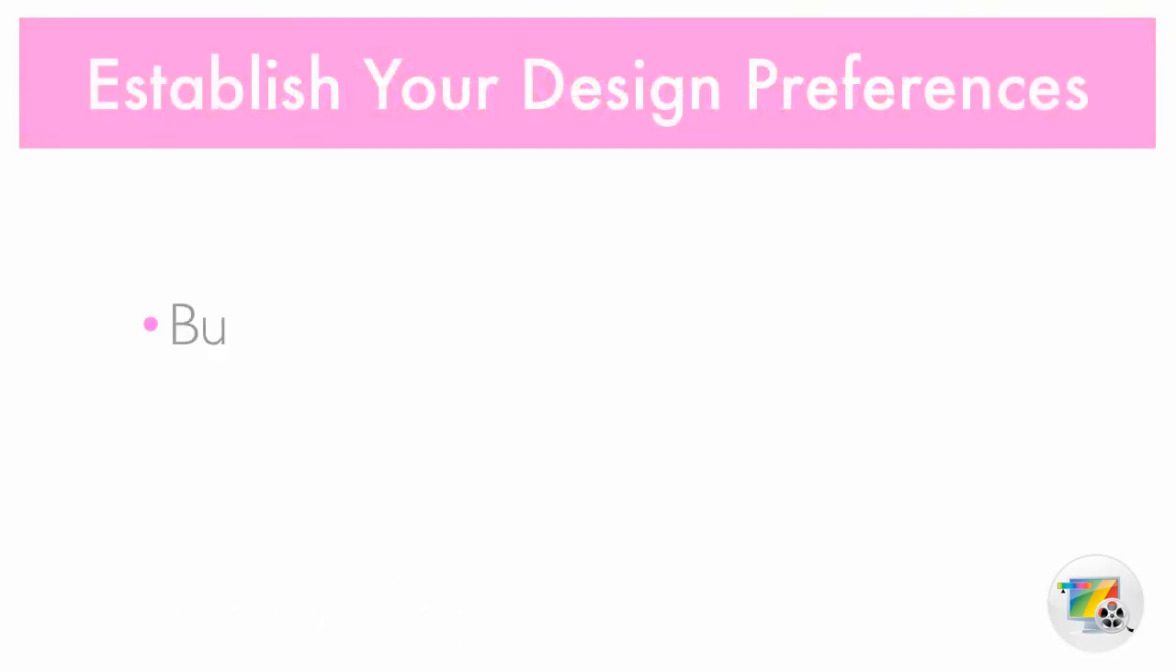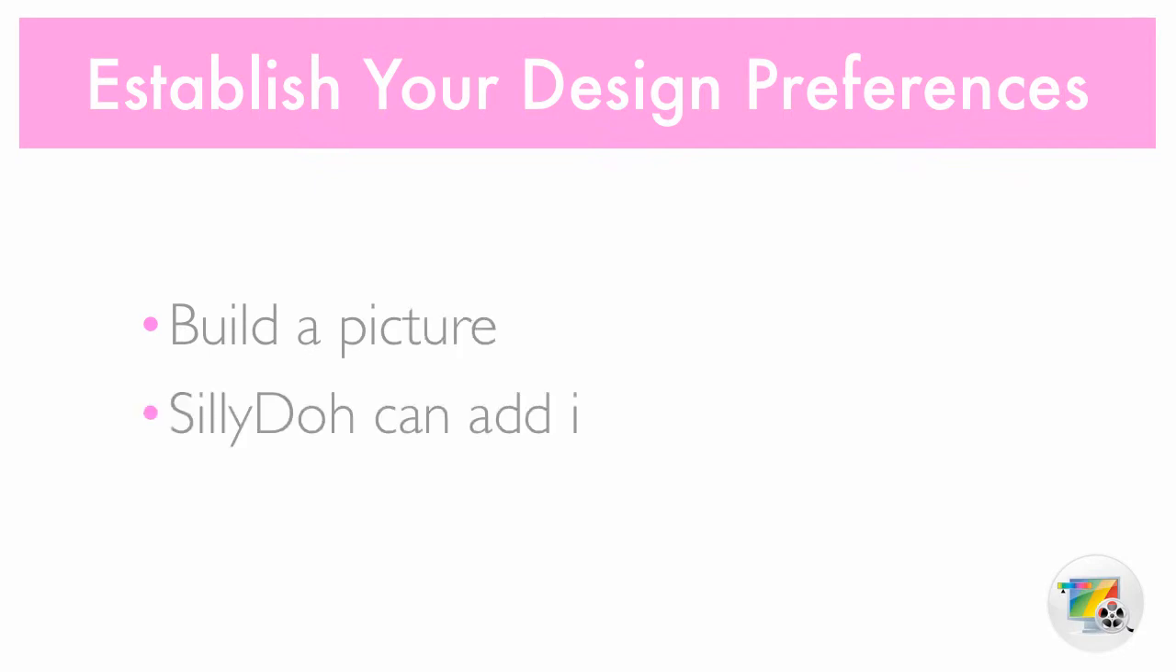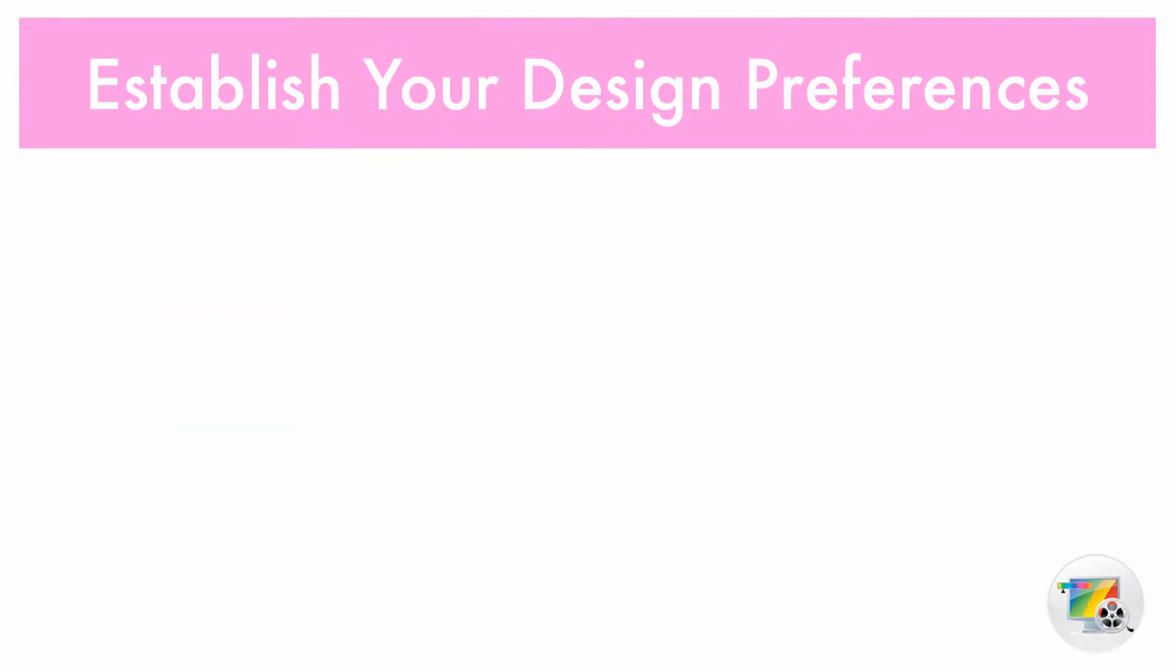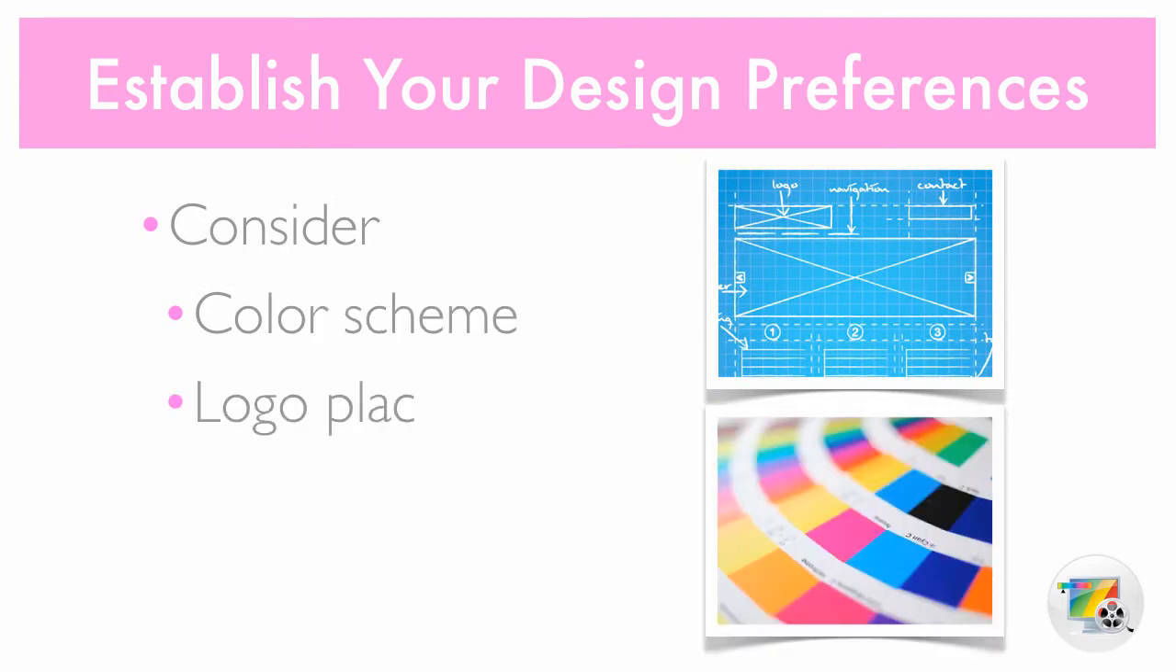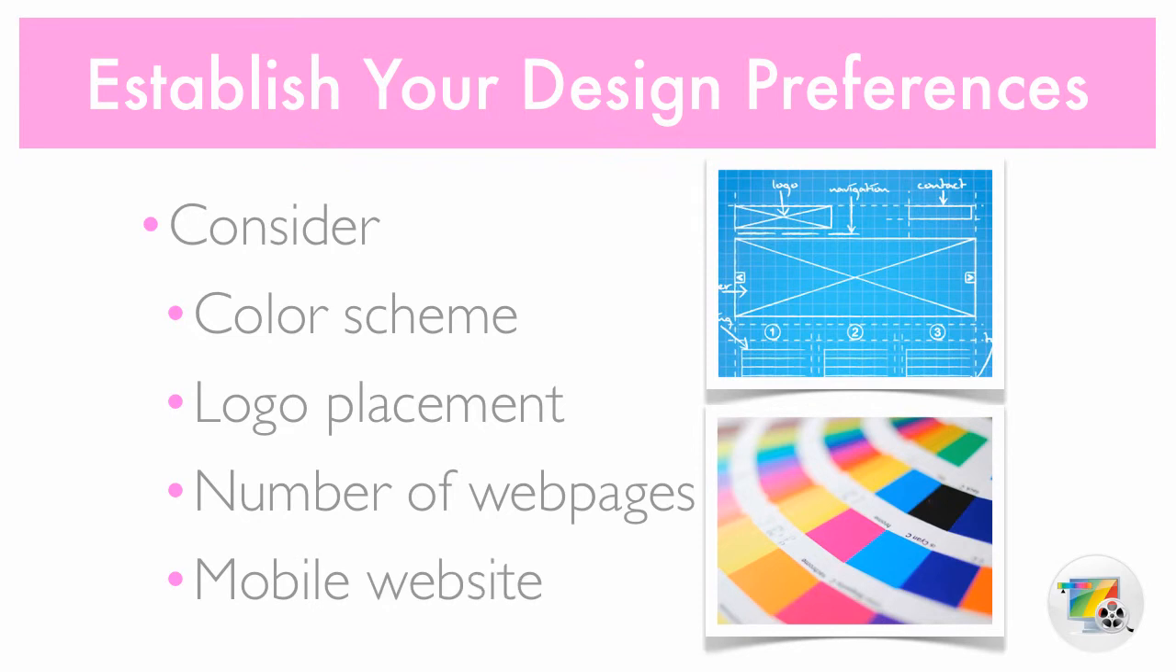Establish your design preferences. Once you have formulated the goals and functional requirements for the website, it's time to start building a picture of how you anticipate the site coming together. SillyDoh will be able to add a lot of input and suggestions, but it helps to have some ideas to feed into the requirements you provide SillyDoh. Things to consider would be a color scheme, logo placement, number of web pages needed, and addition of a mobile website.